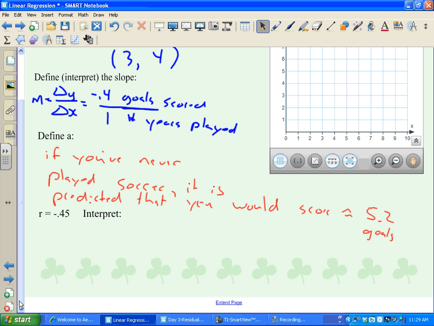All right, R value of negative 0.45, we've already talked about it. This is a weak negative linear relationship. That's all I need to say, weak negative linear relationship. Correlation coefficient, you're communicating how good or bad this line actually matches your data. In this case, it doesn't do a very good job.